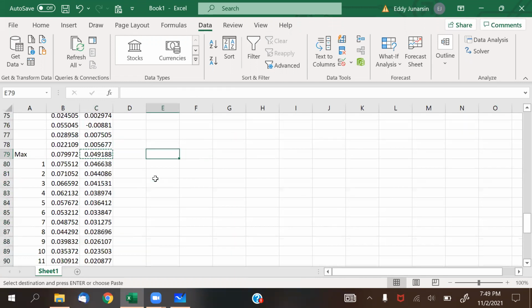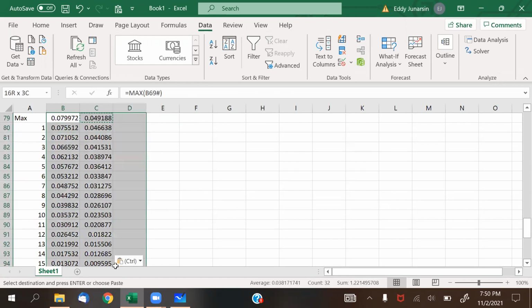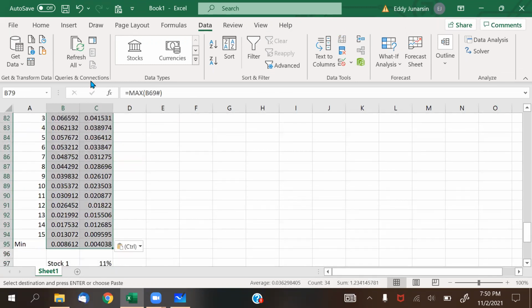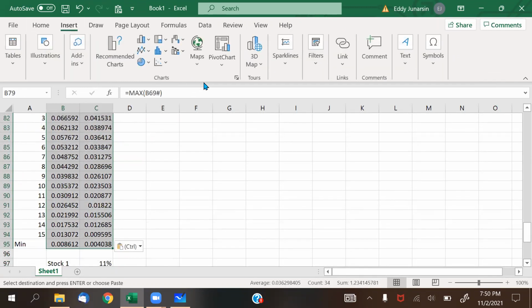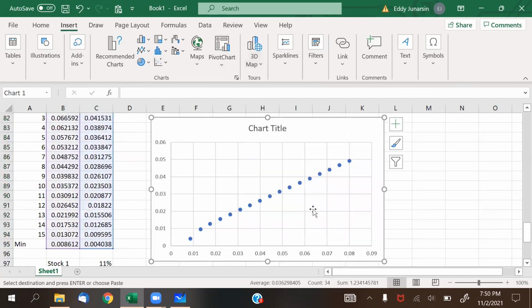Okay, now we got everything. Now you can draw it, right? We can draw it easily from the max to the global minimum variance portfolio. Just insert whatever, maybe scatter plot, right? The easiest one, scatter plot. Okay, see the picture there.